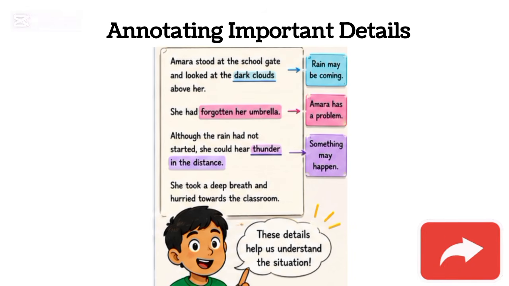Then we can also look for another clue of what makes it rain, which is thunder in the distance. Whenever you hear thunder, you know it's going to rain. So that creates a feeling that something may happen. So we're going to also underline that, and then we're going to put something may happen, or we're going to put rain may fall. So these details will help us understand the passage or understand the situation in the passage.